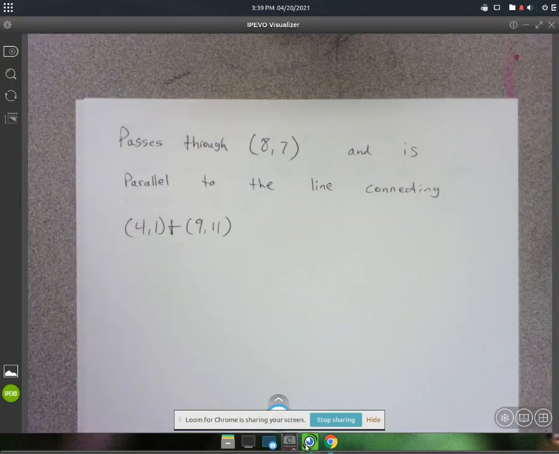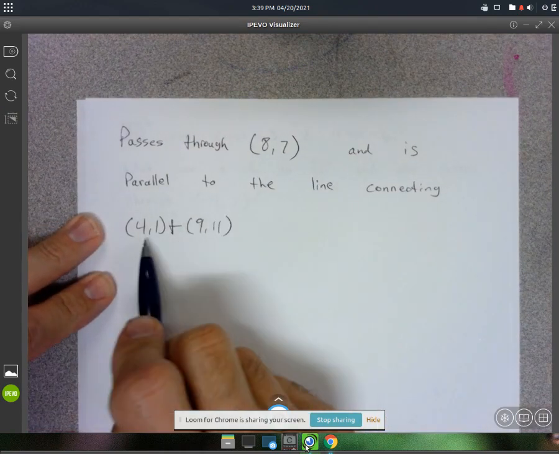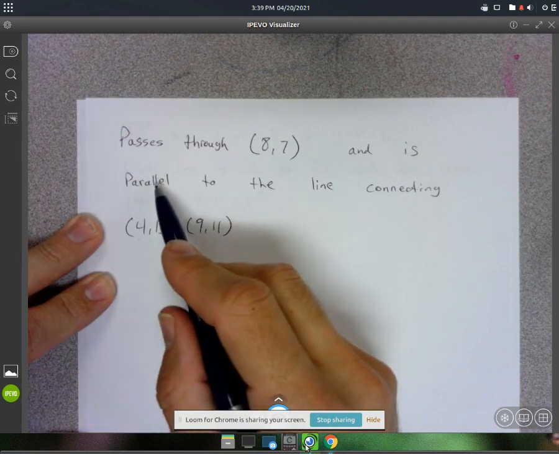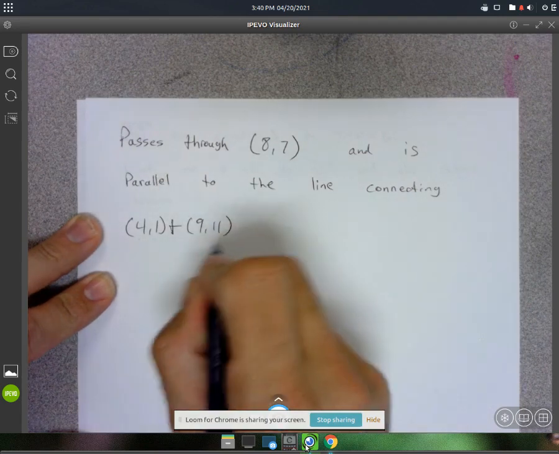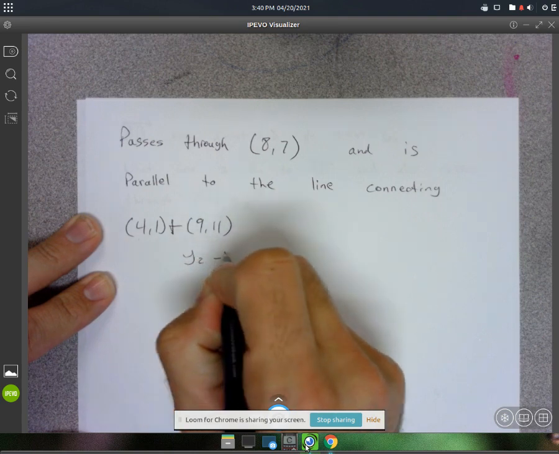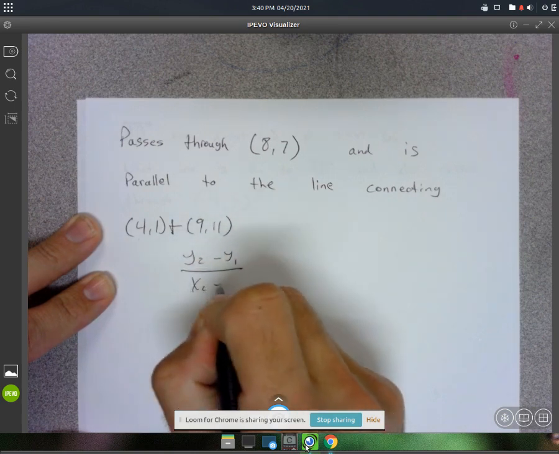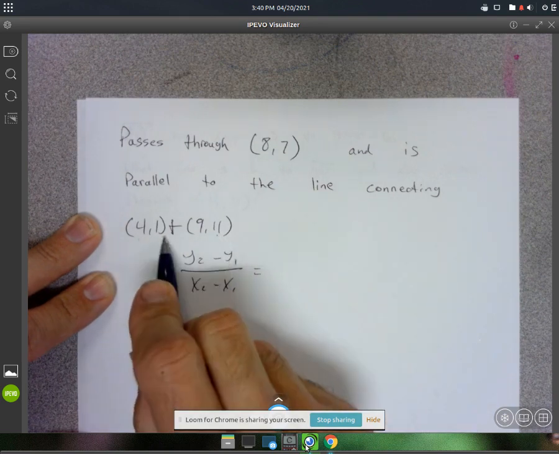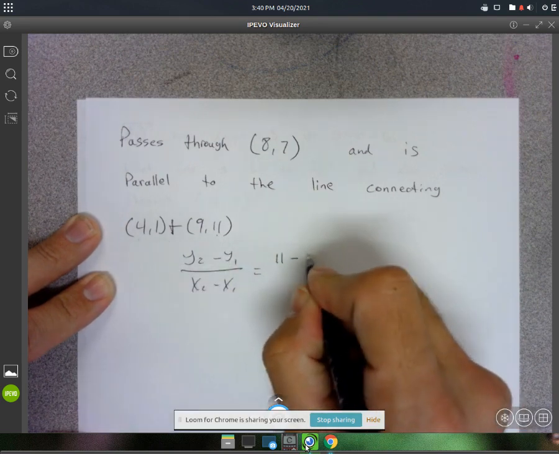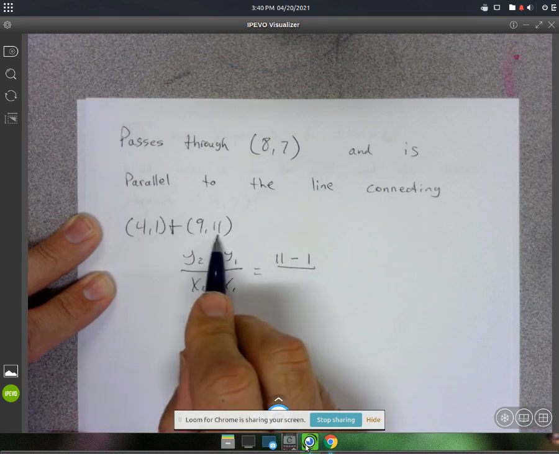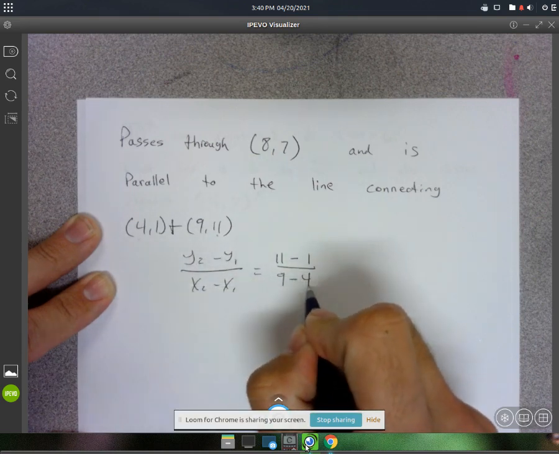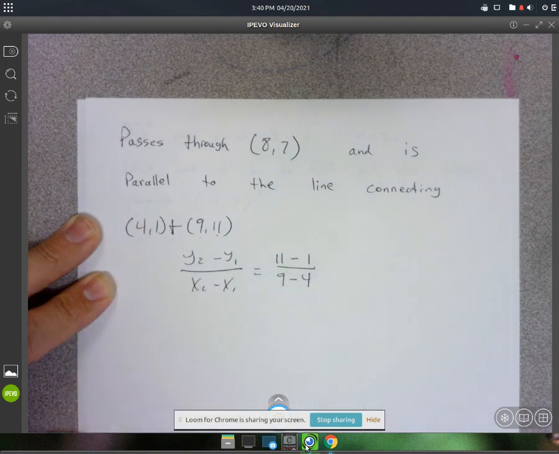All right. So we want to find the slope of the line that connects these 2 points so that our new line can be parallel to it. So I'm just going to do that y2 minus y1 business over x2 minus x1. So it's going to be 11 minus 1. That's our y values. I'm just subtracting those. And then it'll be 9 minus 4, subtracting the x values in the same order there.